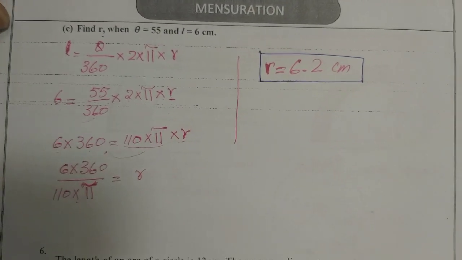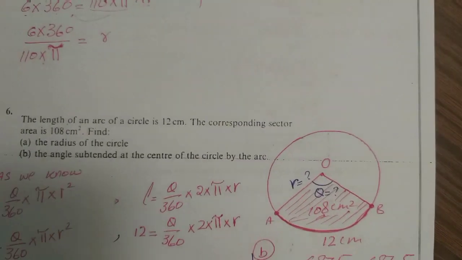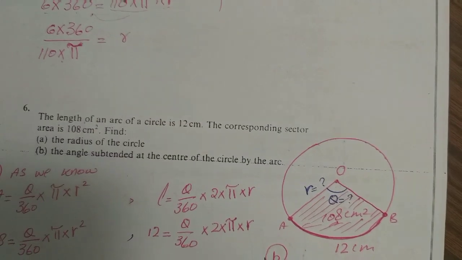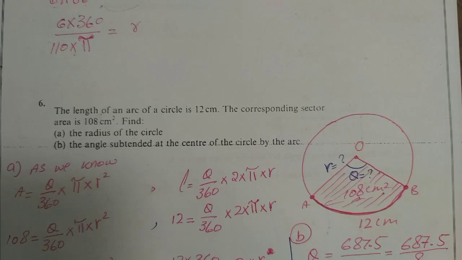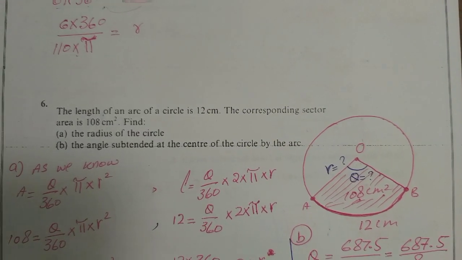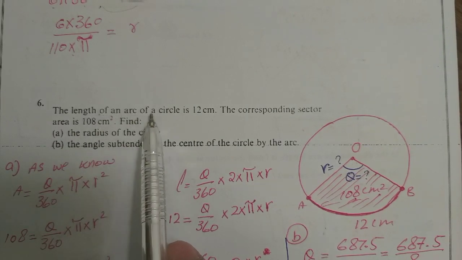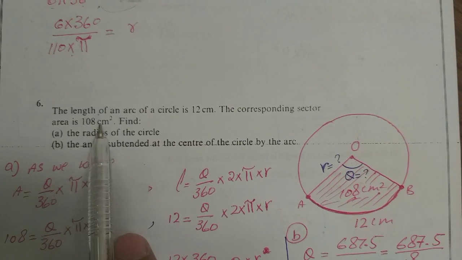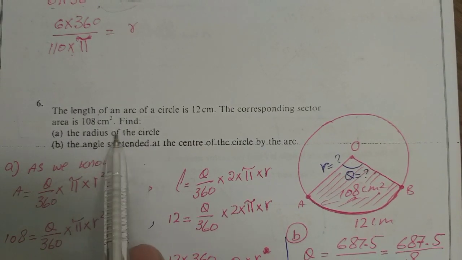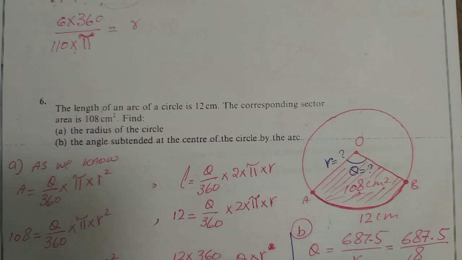Okay guys, this is question number 5. Question number 6 here, the last question for today's topic on page 4 about mensuration. In this part we are given the length of an arc of the circle is 12 centimeters and the corresponding sector area is 108 centimeters squared. Find the radius of the circle and the angle subtended at the center of the circle by the arc.